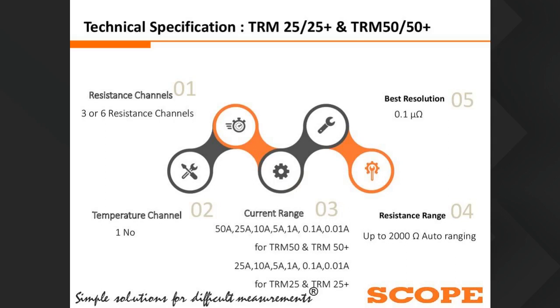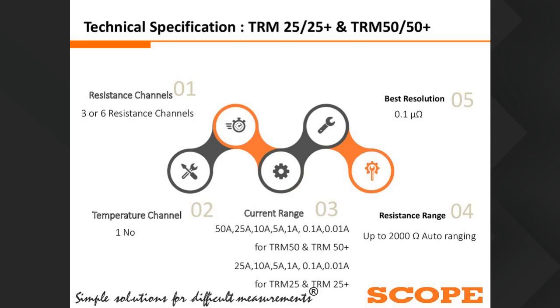Best resolution for the measurement of resistance is 0.1 micro ohm. Then we have provided one temperature channel for the temperature correction, to convert the reading to 75 degrees. Then current ranges, as I said, are up to 50 ampere and up to 25 ampere as per the model.